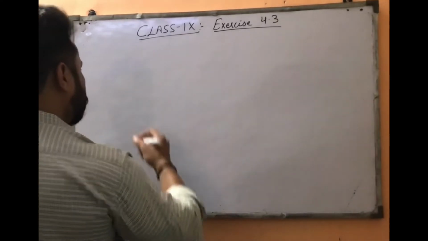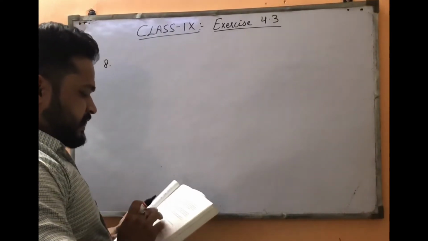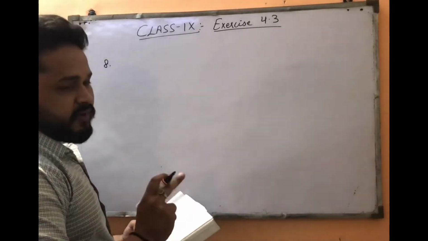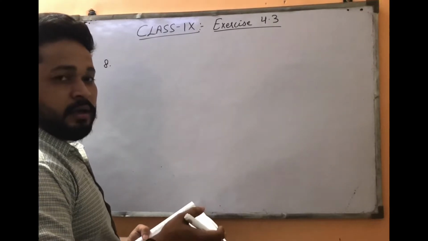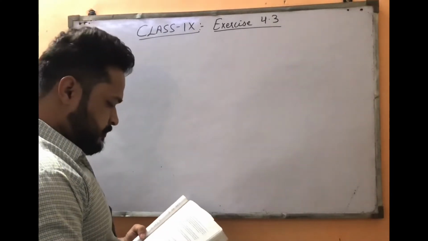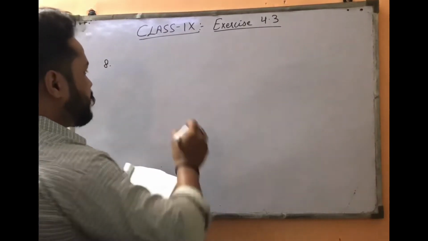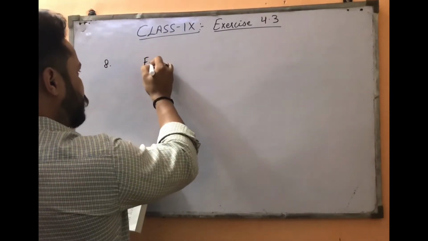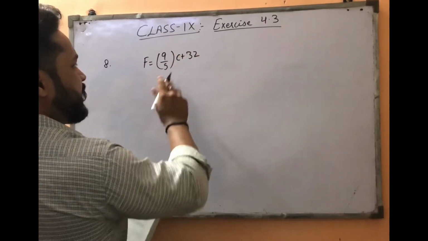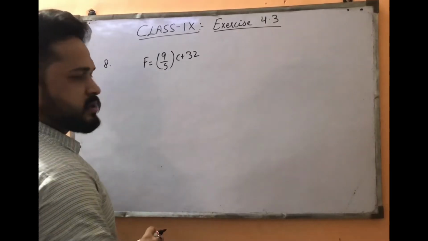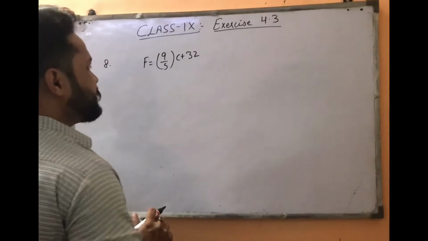Now in question number 8, in countries like USA and Canada, temperature is measured in Fahrenheit, whereas in countries like India, we calculate the temperature in Celsius. So here is a linear equation that converts Celsius to Fahrenheit: F equals 9 by 5 of C plus 32. Here C is Celsius and F is Fahrenheit. So this is the linear equation.